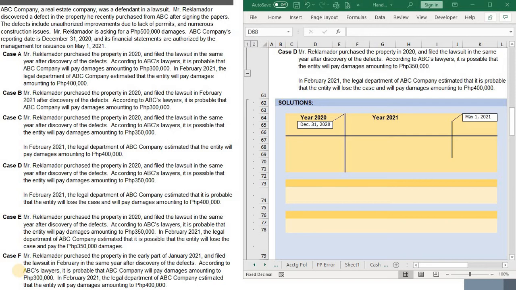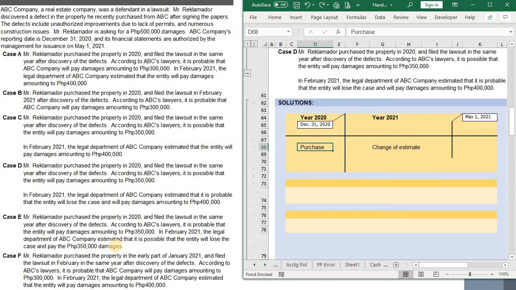So again, what is the event that occurred after the reporting period? That is the change in estimate. So the question is, is this event related to any condition or event that already existed in 2020? Of course, the answer is yes, because the purchase made by Mr. Reclamador is in 2020. Again, regardless of the date the lawsuit has been filed, the condition that must exist always in 2020 based on this problem must be the date of purchase. So based on this, the change of estimate in 2021 is considered as an adjusting event.